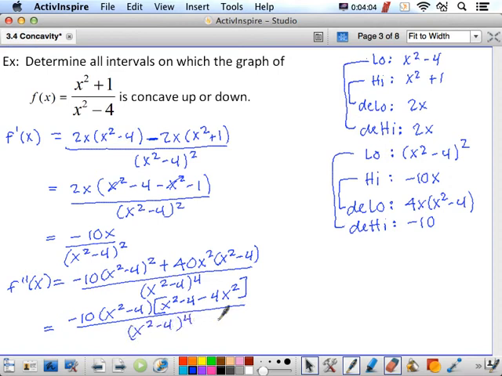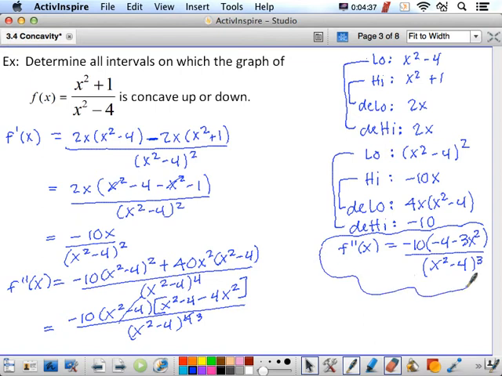So now we can simplify one of these guys down to the 3rd power. It looks like our final derivative will be negative 10 times, what is that, negative 4 minus 3x squared? It's a lot of negatives, but that's okay. All over x squared minus 4 to the 3rd. So we're going to pause, and I want everybody to double check and see if we made any mistakes. And then we'll make a number line test.